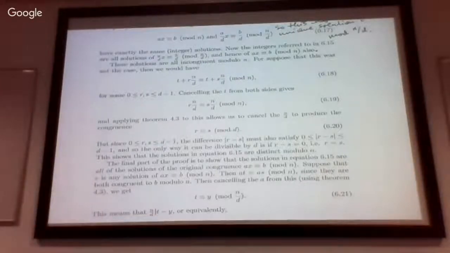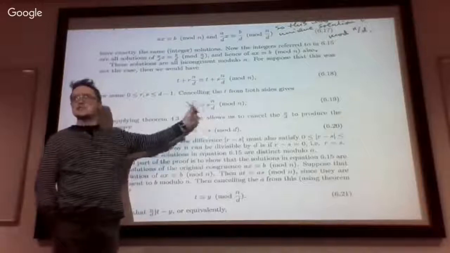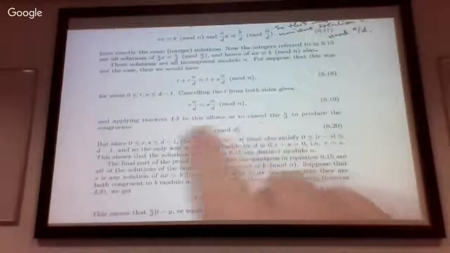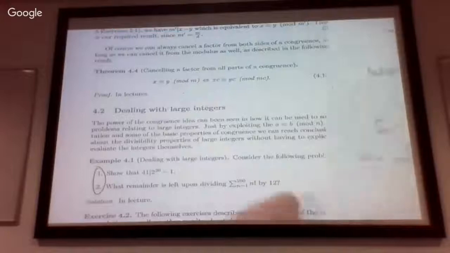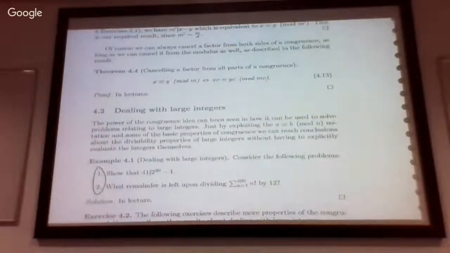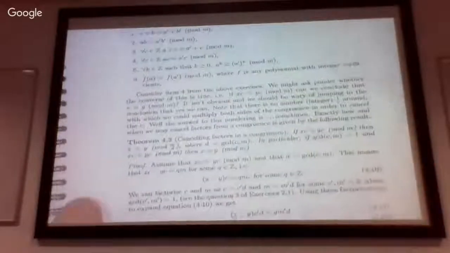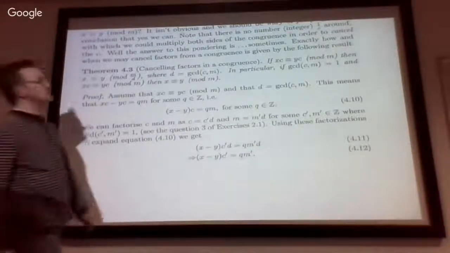So theorem 4.3 told us how to cancel. See, we've got this common factor n over d, and I'd like to cancel it from both sides of the congruence. Okay? So we need to temporarily look back at theorem 4.3, which tells us how to cancel common factors from congruences. Theorem 4.3. How do you cancel common factors from both sides of a congruence?